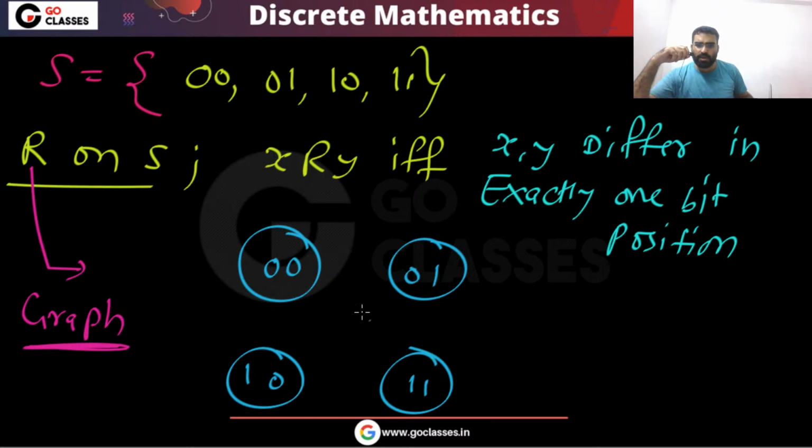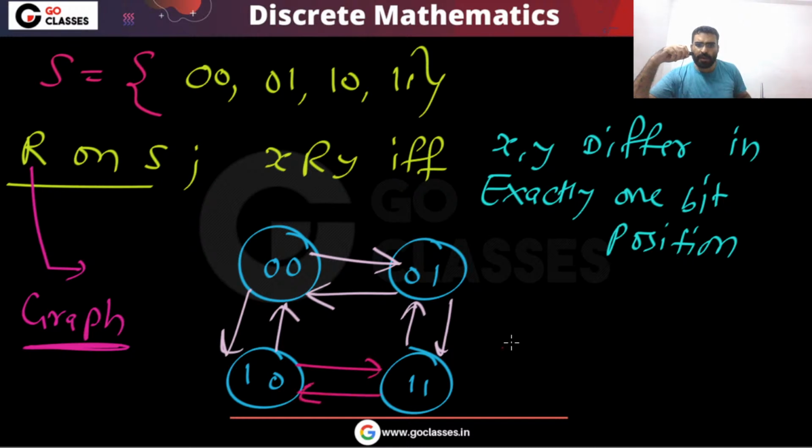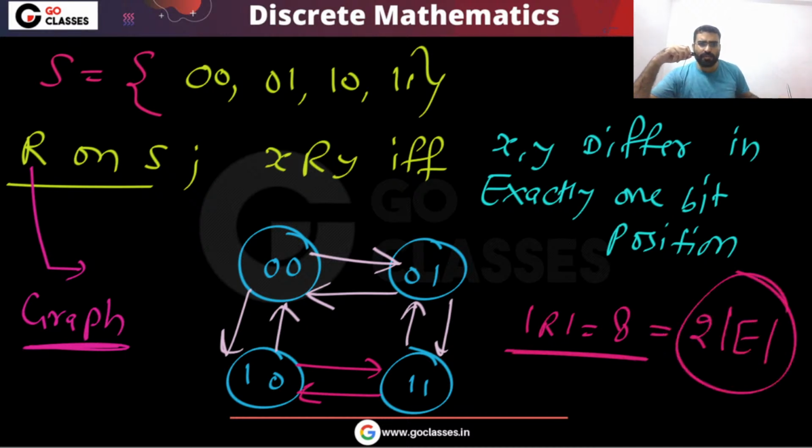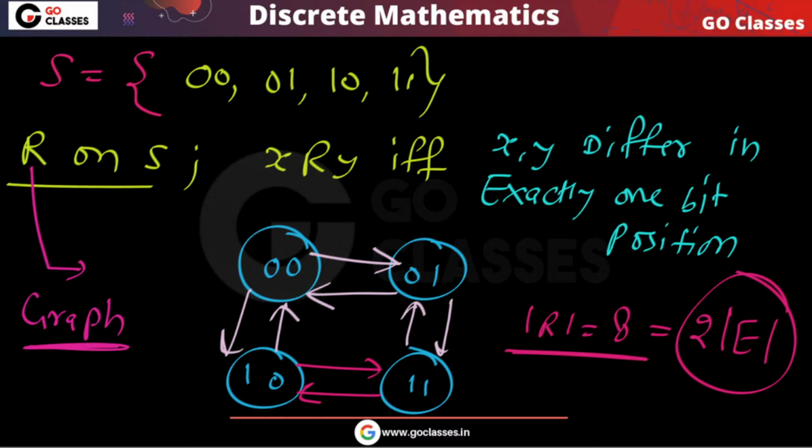So the answer will be what? Every edge is giving you two pairs. Is it clear? So what will be the cardinality of R? That will be 8. That will be twice the number of edges. Okay? Clear? So now tell me the answer.